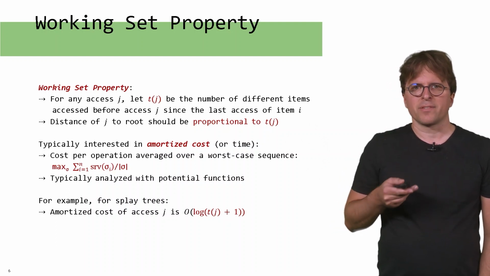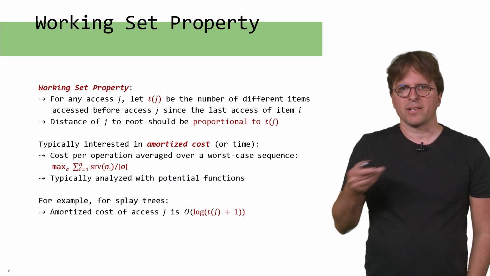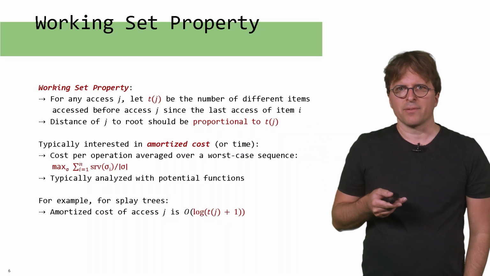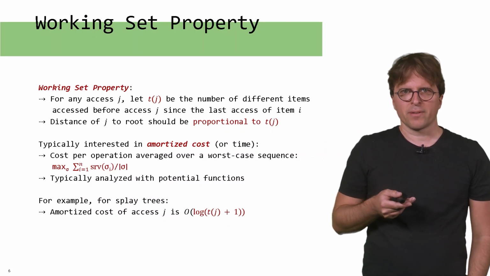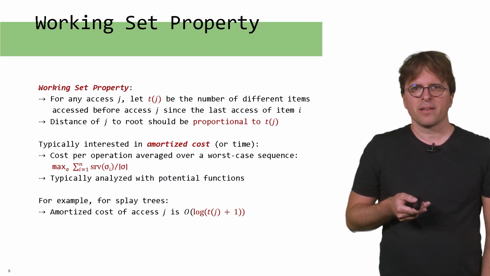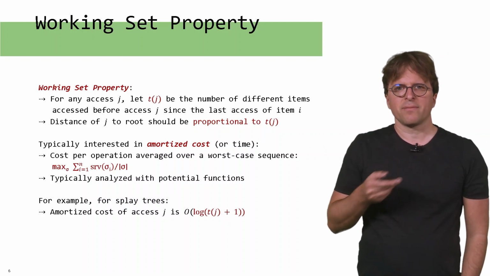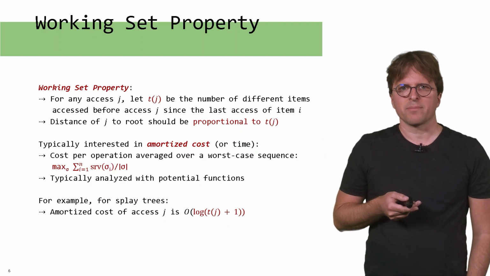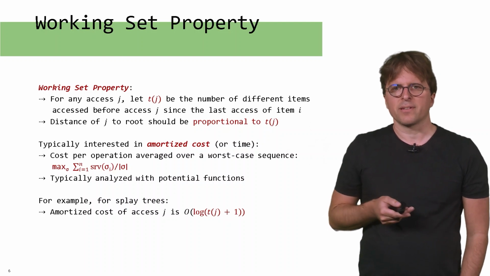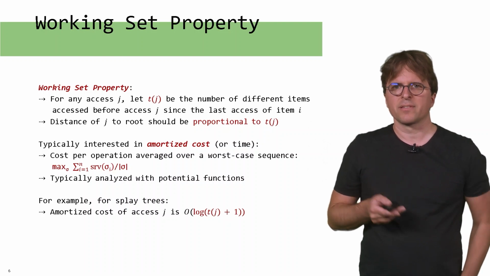So typically here we are interested in the amortized cost or amortized time. So this is like the average cost over a worst case sequence. Okay, so this is like a cost per operation averaged for a worst case sequence. So formally it's the maximum of a sum of the serving costs of these sigma i's divided by the length of the sequence sigma. And this can typically be analyzed with potential functions, so that's a technique, but we're not going into this in this video, but we'll have some of this separately.